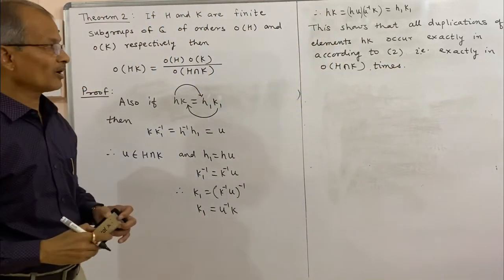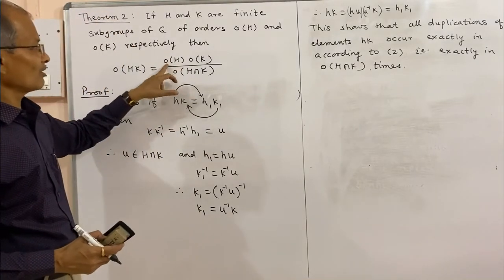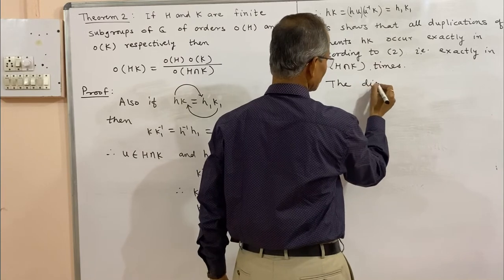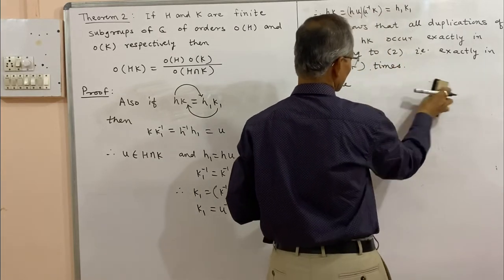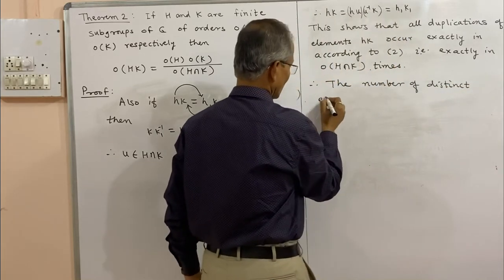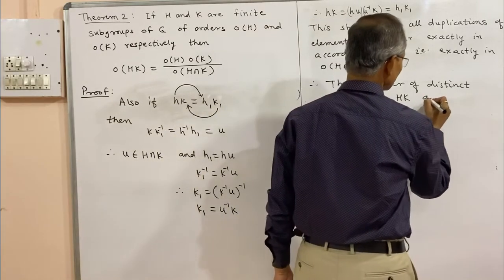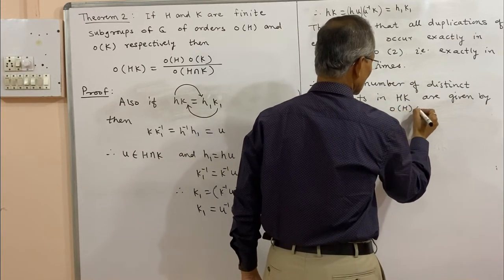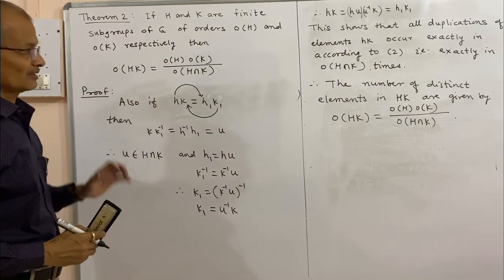and therefore the distinct elements can be obtained by dividing this number of duplicate elements, or that means order of H intersection K, and we have to divide order of H into order of K by order of H intersection K. So therefore the number of distinct elements in HK are given by order of HK is equal to order of H into order of K divided by order of H intersection K, and this proves the theorem. Counting principle.